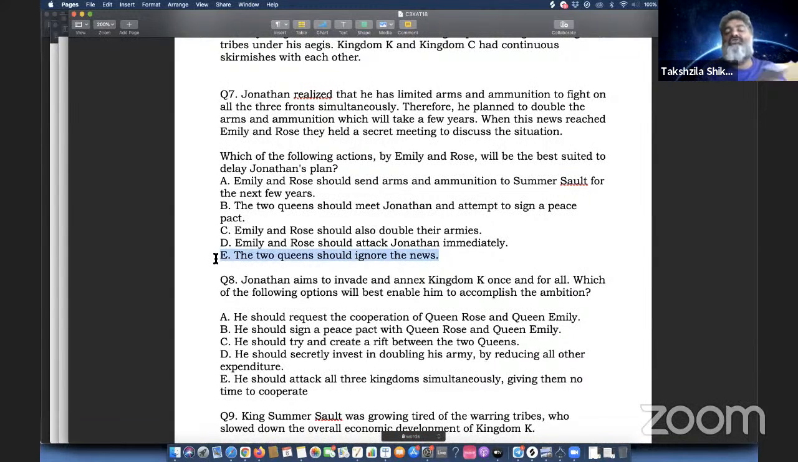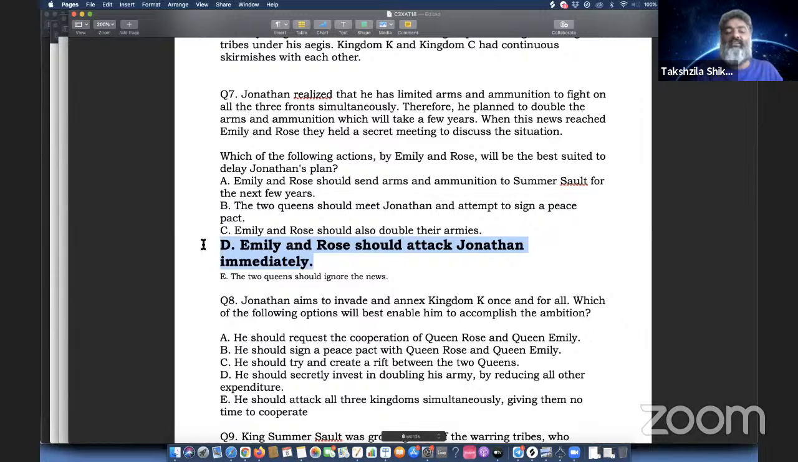The two queens should ignore the news. Why? Because eventually they're going to come your way, right? The war is going to come. Ignoring is not an option, so not going to work for me. So, the best option is D because currently they are stronger. War is imminent. It is best to get into it right now. They are stronger than J. Sort him out and then deal with the future as it goes along.